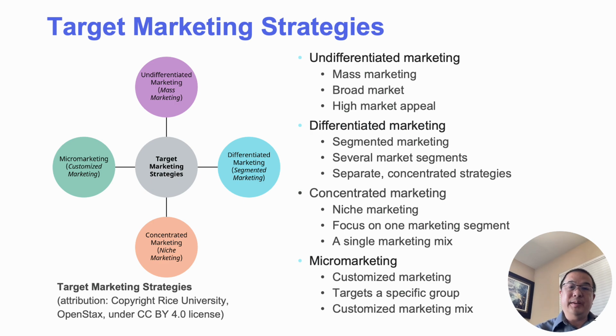Examples include table salt, bottled water, and basic sugar. These products are marketed to almost everyone. The advantages are lower market costs and simple marketing strategy, as well as a large potential market. However, the disadvantages are it doesn't meet specific customer needs and there's strong competition.